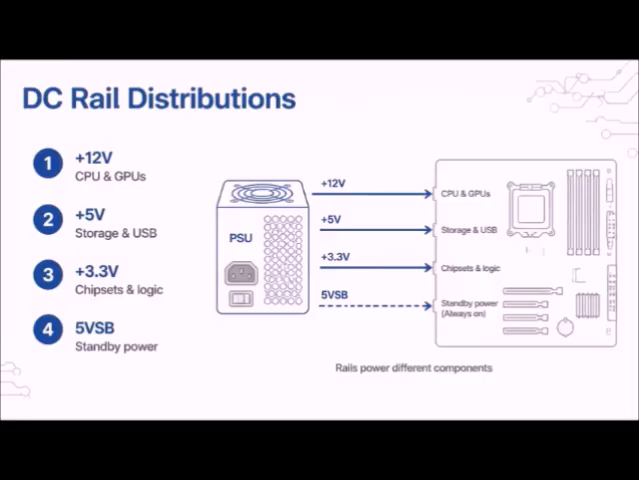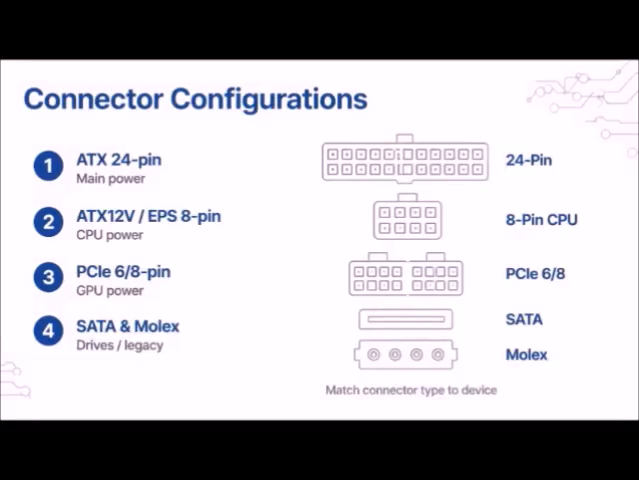Connector configurations. Power distribution uses standard connector types: a 24-pin main motherboard connector, a 4/8-pin auxiliary CPU power connector, 6/8-pin PCIe graphics card leads, 15-pin flat L-shaped SATA power links, and legacy 4-pin Molex connectors.